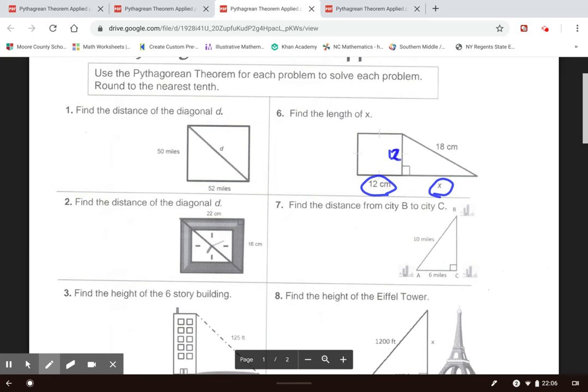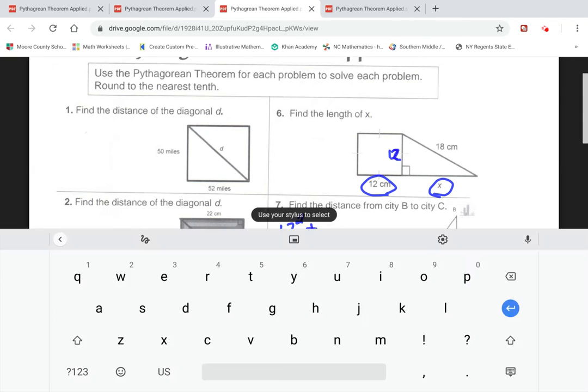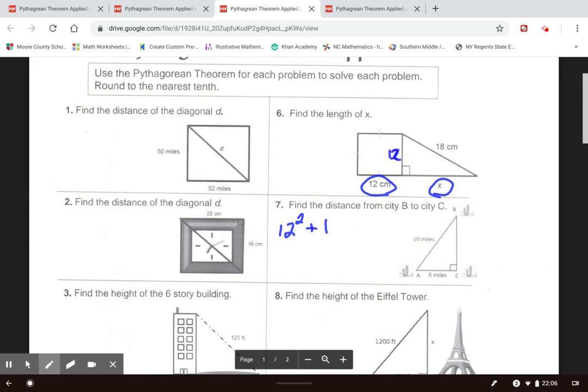Okay? So that means I'm going to have 12 squared plus that x squared, which we could let be b, which we could let be b squared. And then 18 is my hypotenuse. So we'd have 18 squared. Okay, so 12 squared, 12 times 12, I know, is 144.